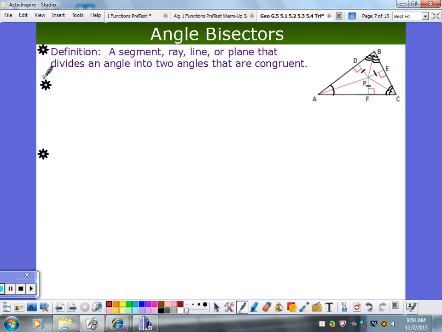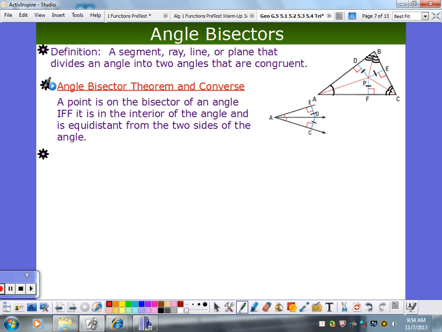So what about that? Angle bisector. Let's go. It's a segment, a line that divides an angle into two congruent pieces. Here's the theorem. A point is on the bisector of an angle if and only if, so biconditional, it is in the interior of the angle and it is equidistant from the two sides of the angle. This means that if that's all true, you have a bisector. So it works the same way. How does that kind of interpret?